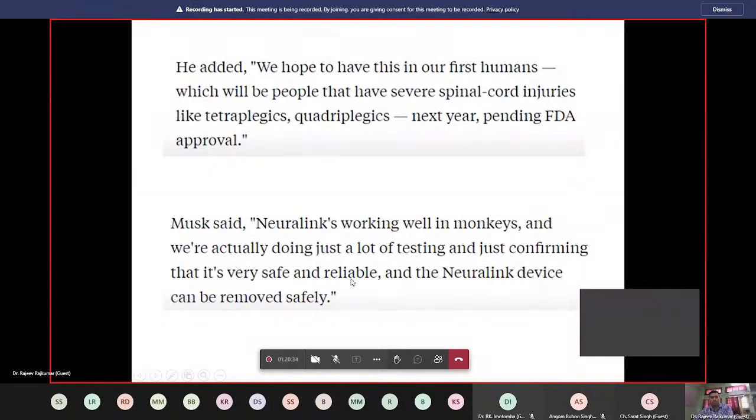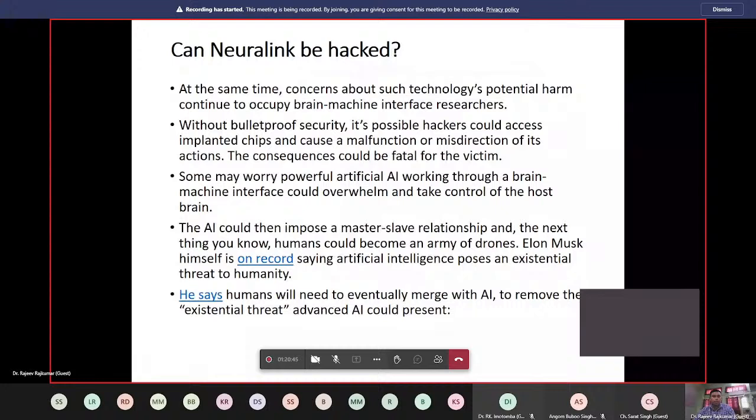And the last point we can make is, can Neuralink be hacked? It is possible also. Some people can be hacked. This signal can be hacked also. The consequence will be very fatal for the victim. So this one we can discuss in some later topic. I will not highlight this much in this lecture.